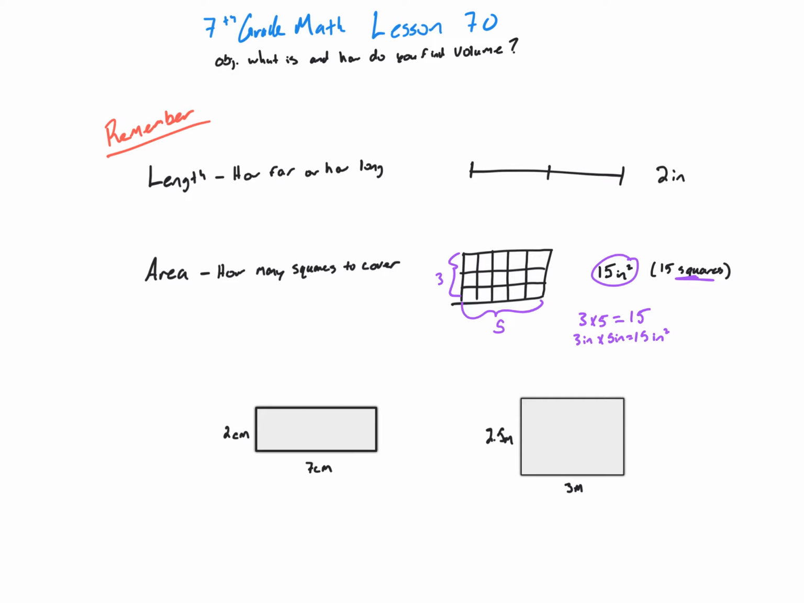We can still apply that same thing here. It's 2 centimeters by 7 centimeters, so 2 times 7 is 14. The area must be 14 centimeters times centimeters, which is centimeters squared. It takes 14 square centimeters to cover this rectangle. It even works with decimals: 2.5 times 3 is 7.5 centimeters squared. So it would take 7.5 square centimeters to cover this rectangle.